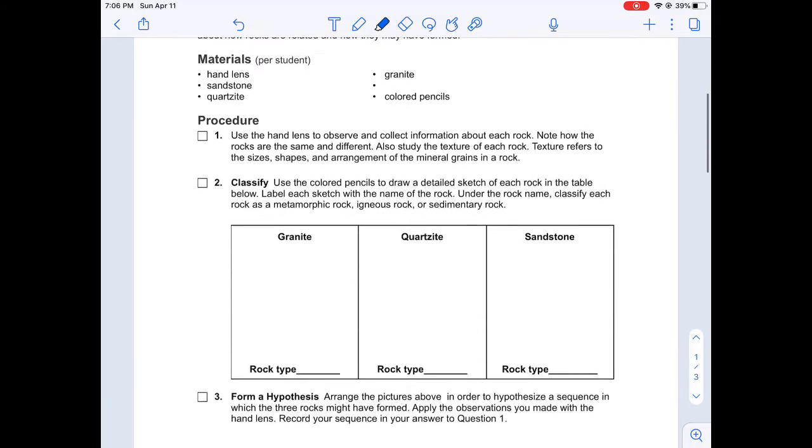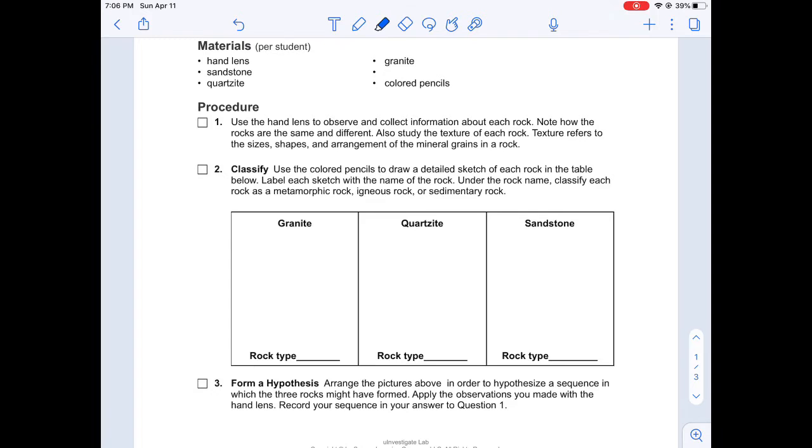So if we follow our procedure here, first thing you want to do is grab one rock sample at a time. And it says use the hand lens to observe and collect information about each rock. Note how the rocks are the same and different. Also study the texture of each rock. Texture refers to the sizes, shapes, and arrangement of the mineral grains in a rock. So I want you to grab one rock at a time, and you're going to observe it with your eyes and with your hand lens. And I want you to draw a very detailed sketch of each rock.